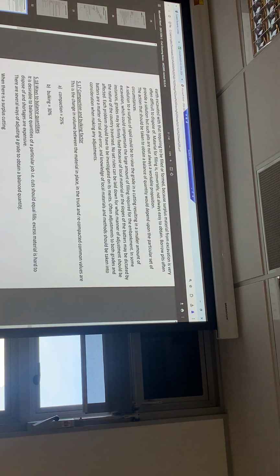So with that information, what do you apply to the cut? What do you apply to the fill?